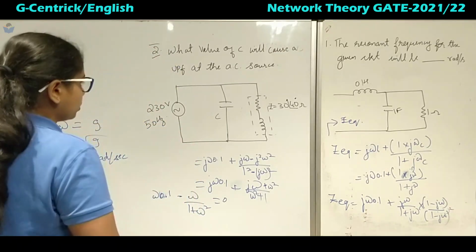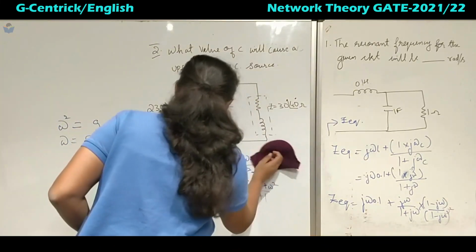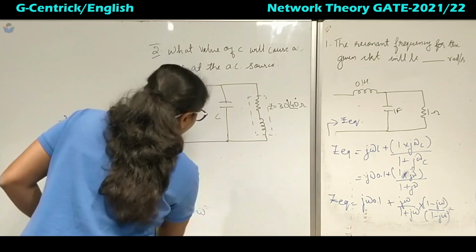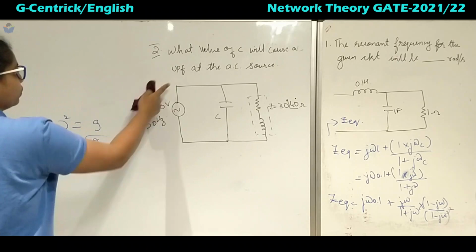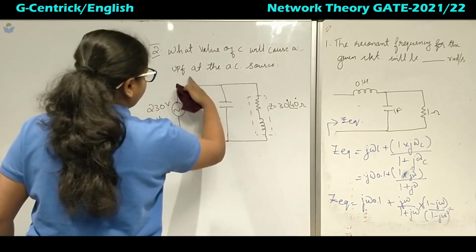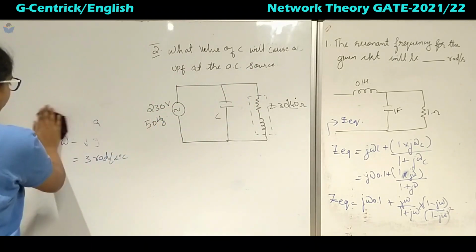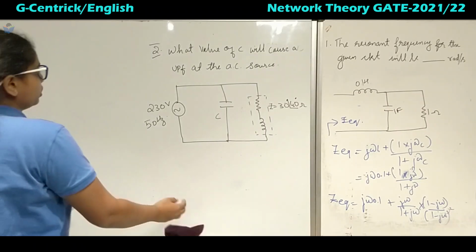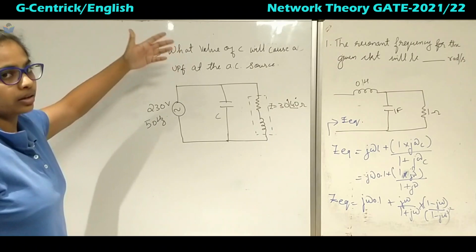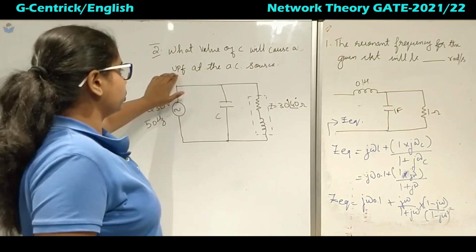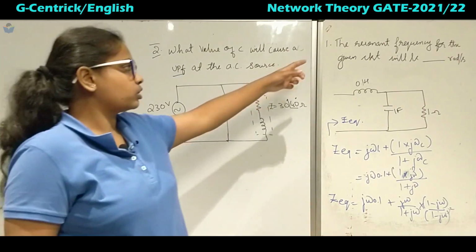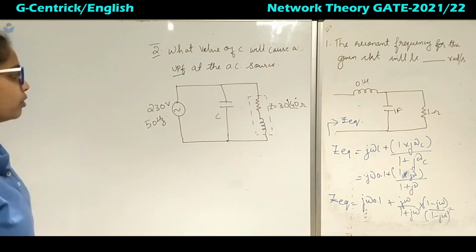Coming to this second problem, we have to find the value of C which will cause UPF, that is unity power factor, at the AC source. So again it's the same thing. They haven't directly asked you to calculate resonance, but they have asked UPF. So this is the hint here. In the first question we had already asked for the resonant frequency.